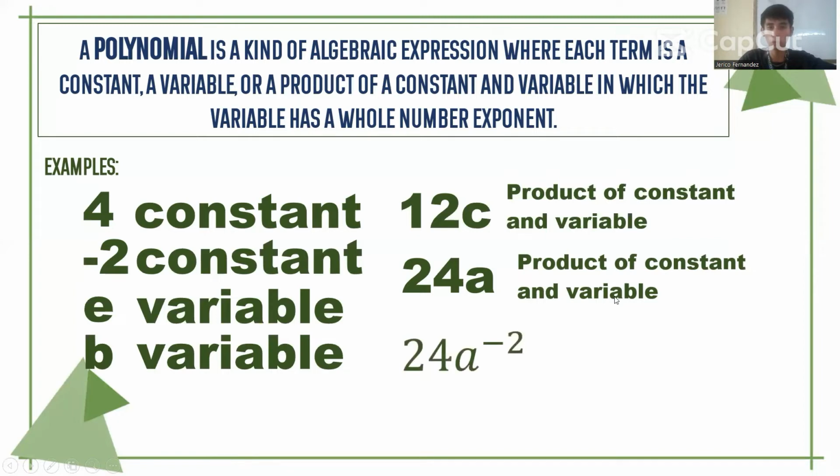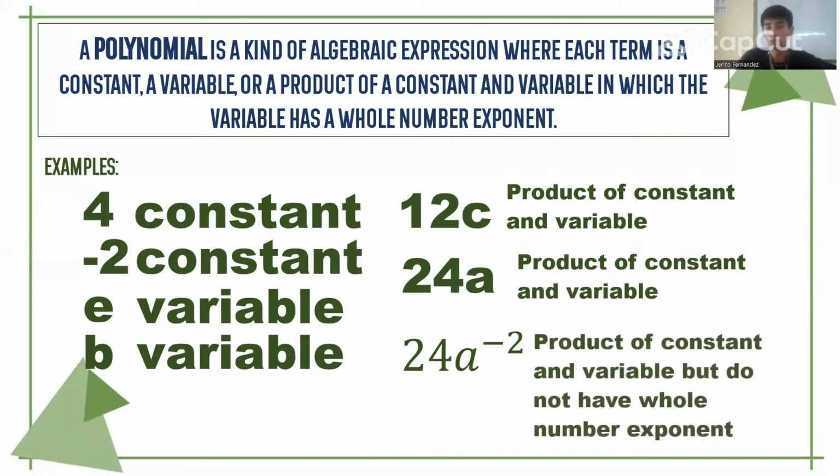24A raised to negative 2. Sabi dun sa ating polynomial, okay, the variable has a whole number exponent. Whole number pa rin to, pero negative lang. Okay? So, with that, it is not whole totally. So, it's a product of constant and variable, but do not have whole number exponent. Okay?